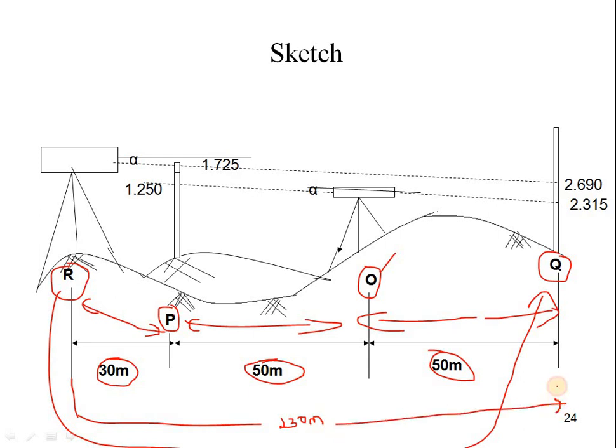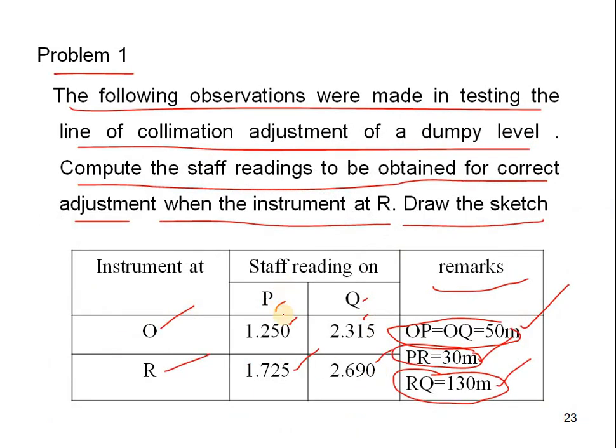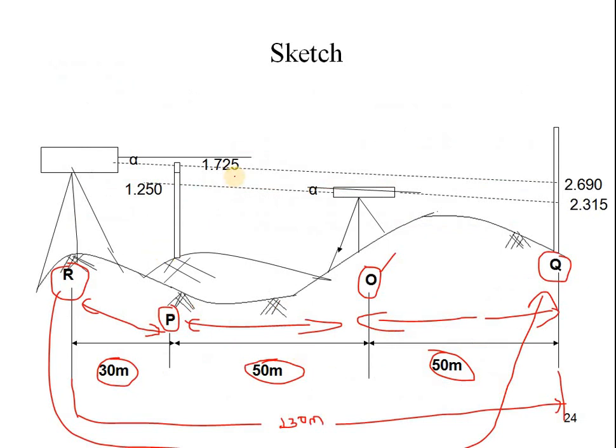That is up to here. So this is the total distance. In this, the staff reading on P is 1.250, on Q is 2.315, and on R is 1.725, and the staff reading on Q is 2.690. So we can see here the readings 1.725 and 1.25. This is the staff reading at 1.25.